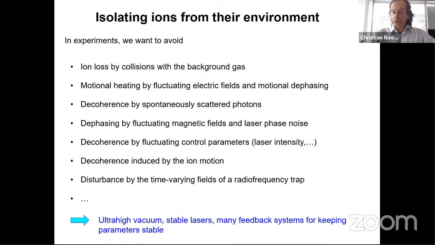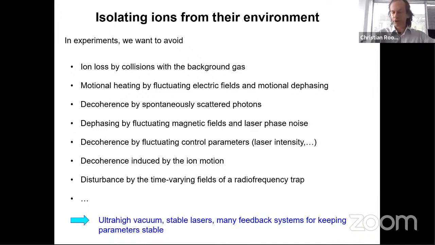Then there can be decoherence by spontaneously scattered photons that might destroy the quantum coherence that is inscribed in a superposition of electronic states. We have to consider dephasing by fluctuating magnetic fields and laser phase noise. And for this reason, we want to have, in some experiments, extremely frequency stable lasers, and we will try our best to either pick electronic states that are not sensitive to fluctuating magnetic fields, or to control these fluctuations by using mu metal shields, for example, in order to reduce them as much as we can.